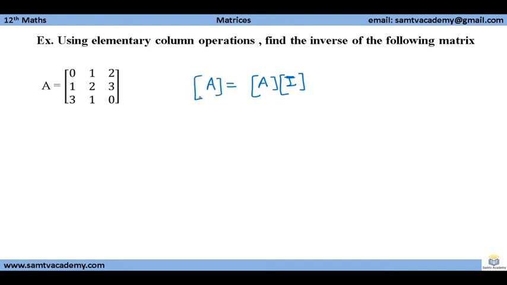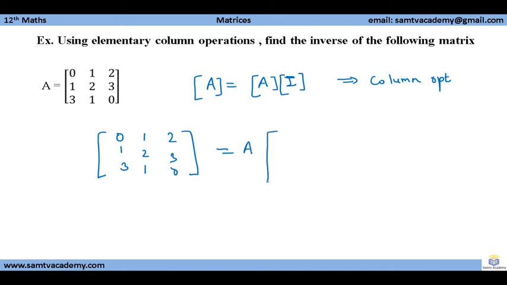Only for understanding that it is a column operation, we have taken this notation. Okay, so now we will start. We will write here A and we have to perform column operation. So first we will write here A. What is A? A is 0, 1, 3, 1, 2, 1, 2, 3, 0. Here A is written as it is, and we will write here the identity matrix of the same order, that is 1, 0, 0, 0, 1, 0, 0, 0, 1.